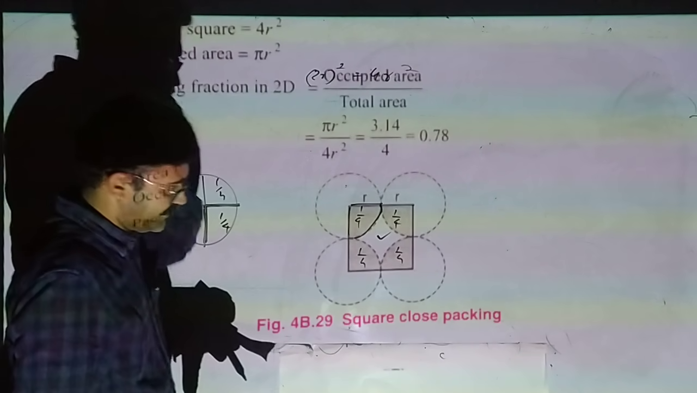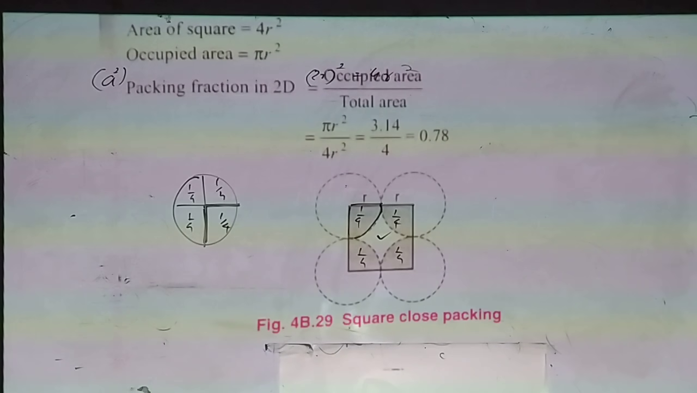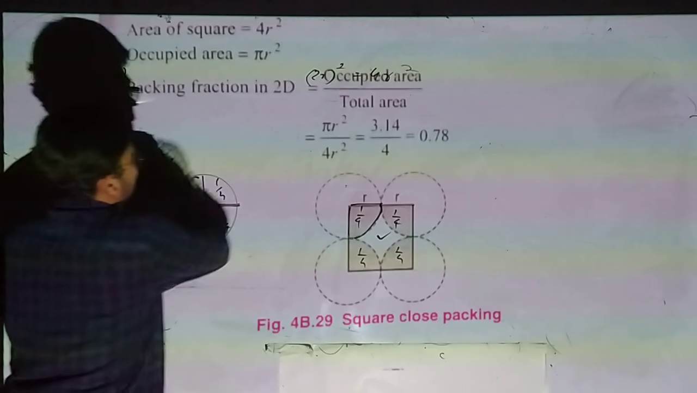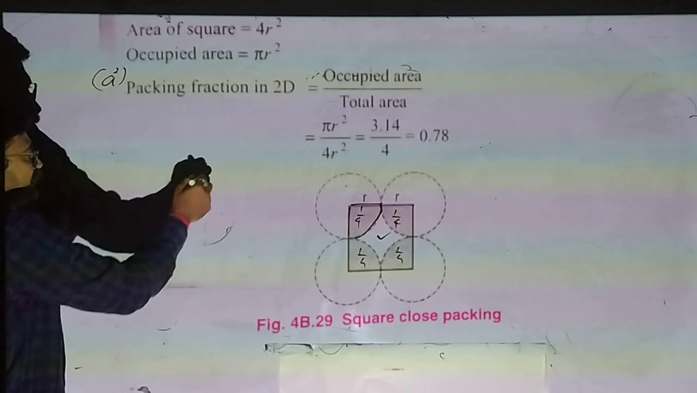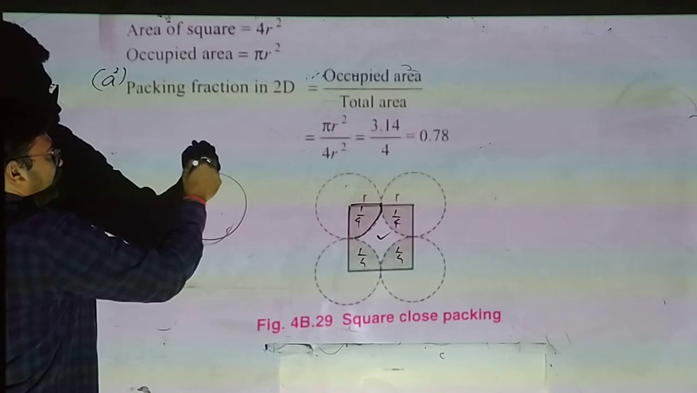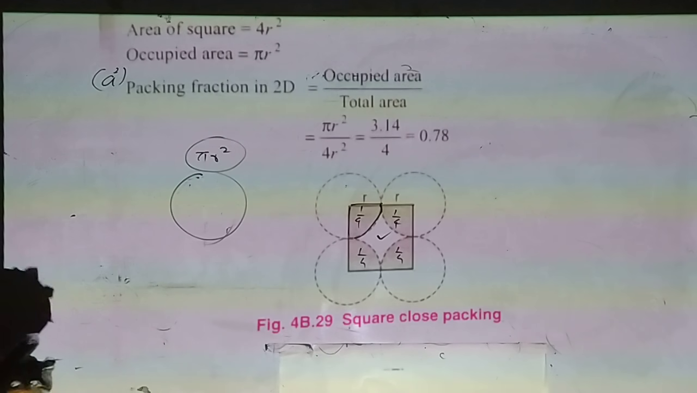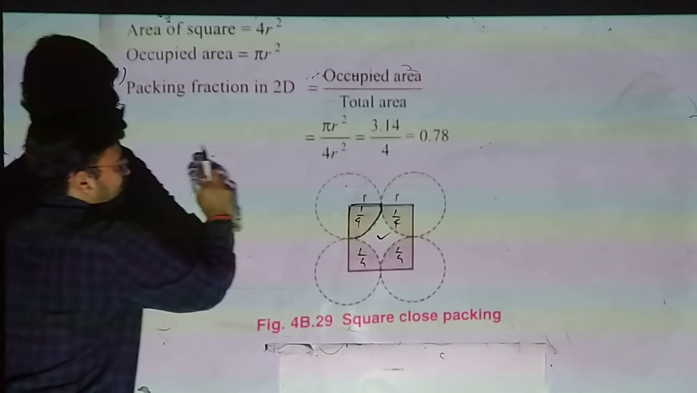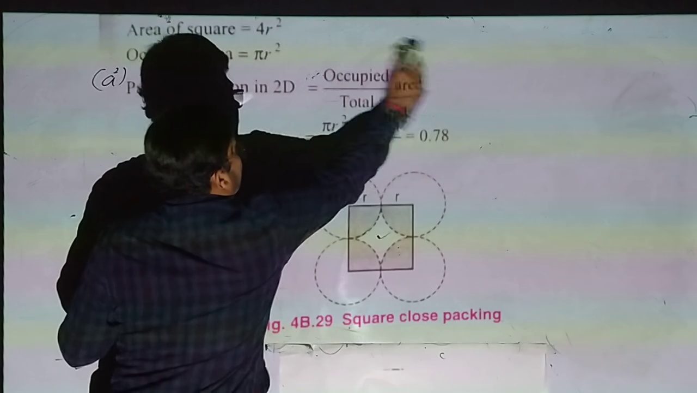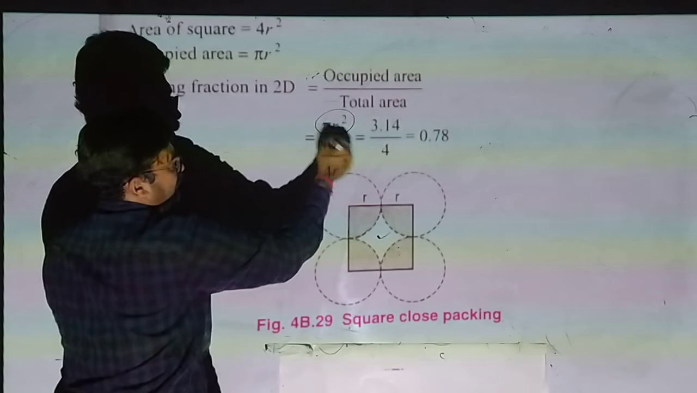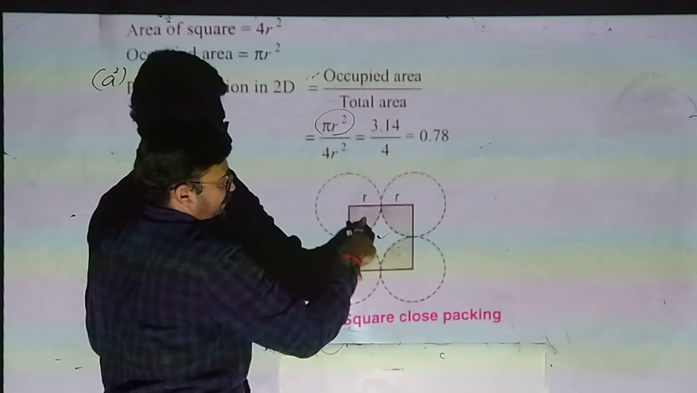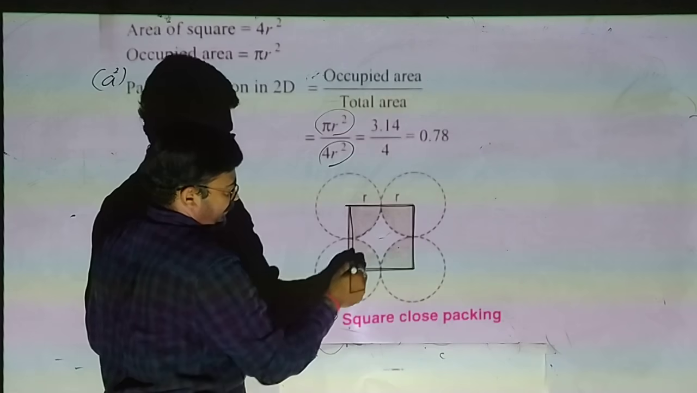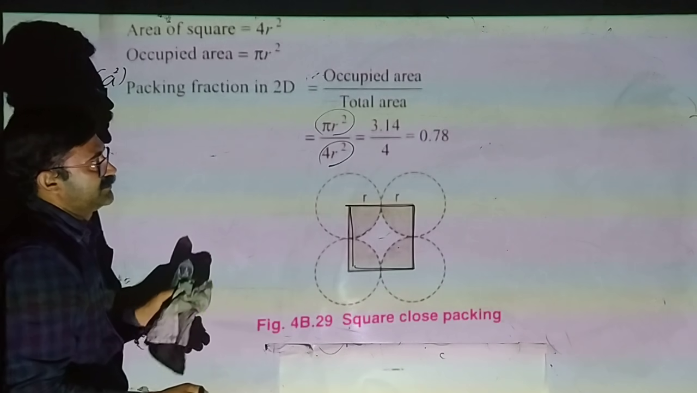So how much portion is occupied by the ring? You can see it is pi r square, and the area of one circle is pi r square. Yes, the occupied area is pi r square of one circle. These four together make one circle. And the total area of the square is 4r square.